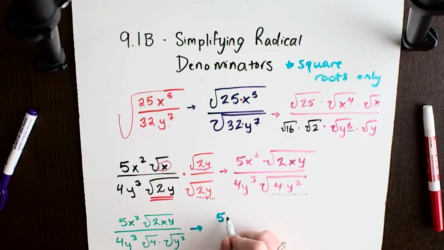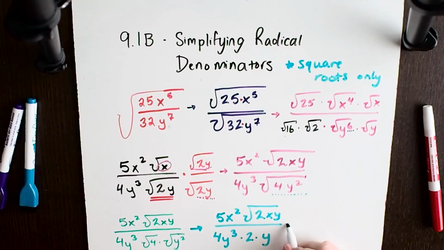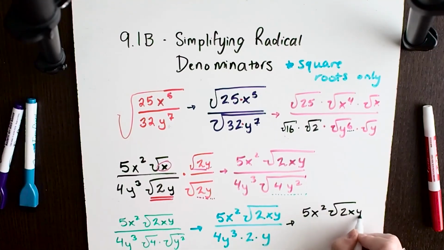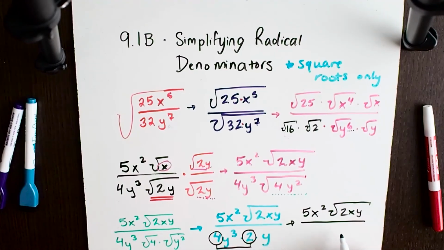We'll just rewrite the top, 5x squared times the square root of 2xy, all over 4y cubed times 2 times y. And that can be entirely simplified, nothing changes on the top, and the bottom simplifies to 4 times 2, so we combine the normal numbers. 2 times 4 is 8. Y to the third times y to the 1, secret hidden there. We add the exponents and get y to the fourth. And we have completely simplified this monster.